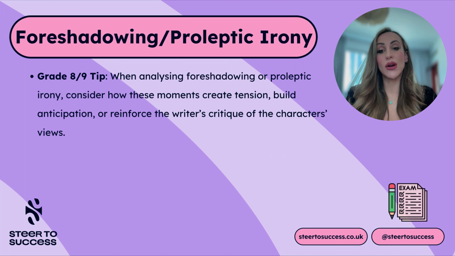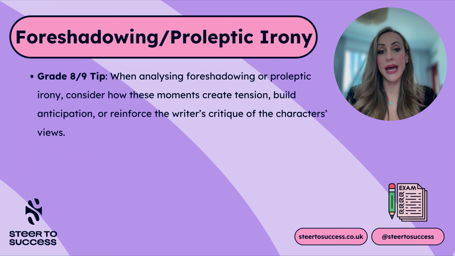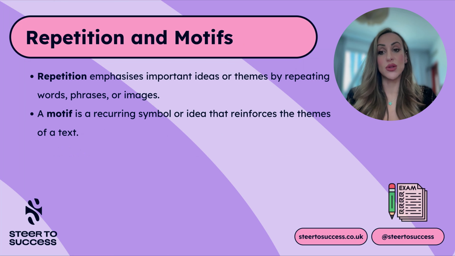And then, as a grade 8 or grade 9 tip, when analysing foreshadowing or proleptic irony, consider how these moments create tension, build anticipation, or reinforce the writer's critique of the character's views. And of course, with these, we are making links across the text because when we come to understand the element of proleptic irony, we can link it back to what the character originally said or did.